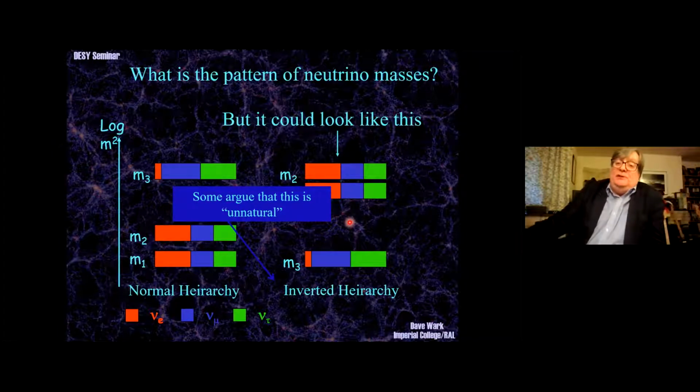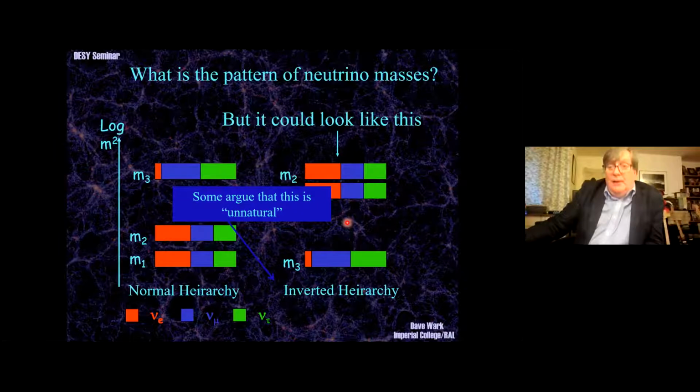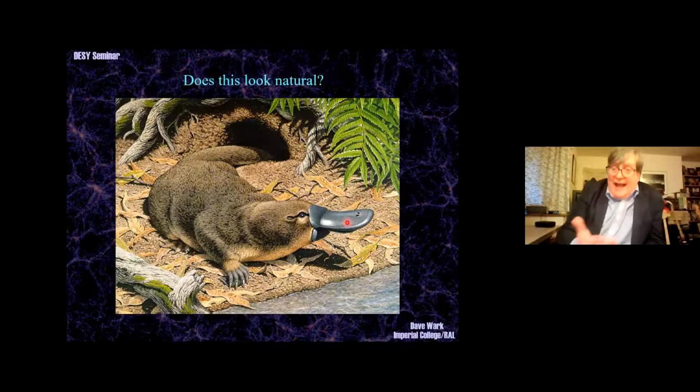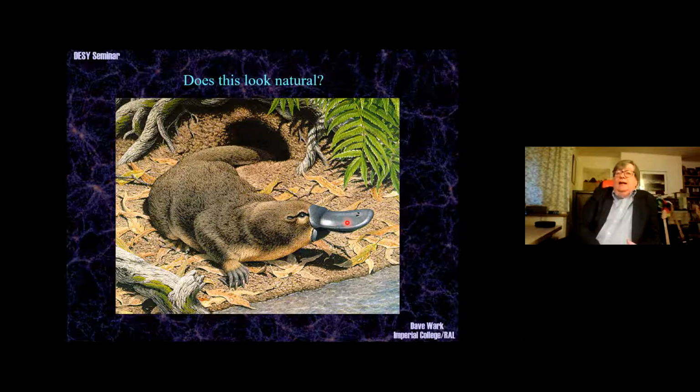And as a person who's spent most of his career in neutrino physics demonstrating that what theorists expected is not true, my response to that is, does that look natural? Okay. Nature decides what's natural, we don't. And so to choose between those two, you have to do experiments, okay?